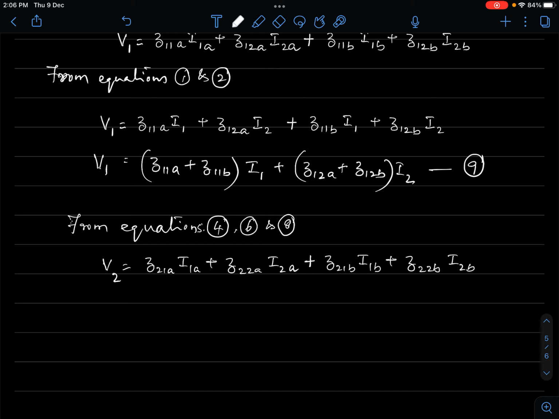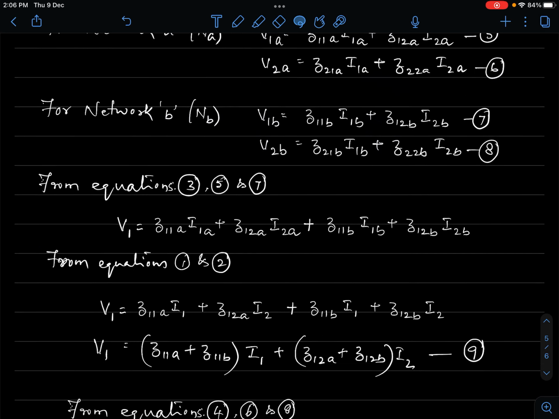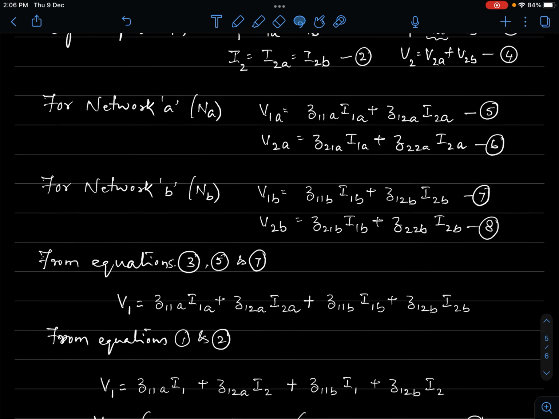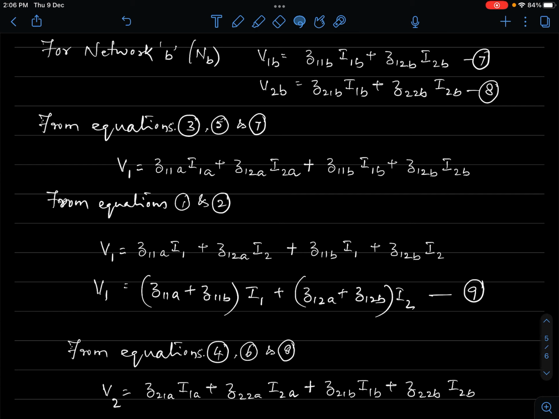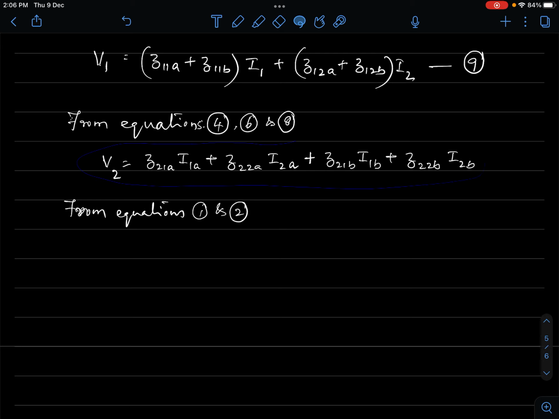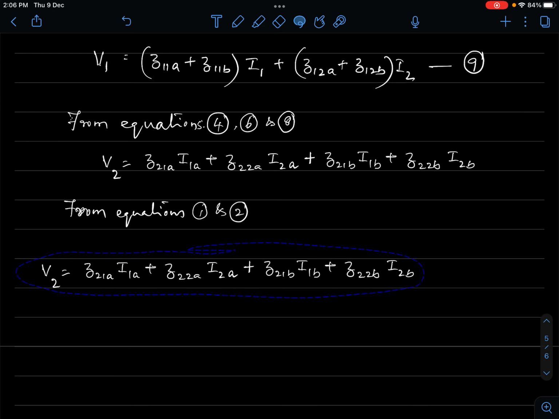Alright, now what I'll do, again I'll take equation 1 and 2. I'll now make use of equation 1 and 2. Equation 1 and 2, precisely. Copy. And paste. Okay, so what I'll do is, wherever I have I1A, I'll put I1. Now I'll take this equation again. I'll paste it here.